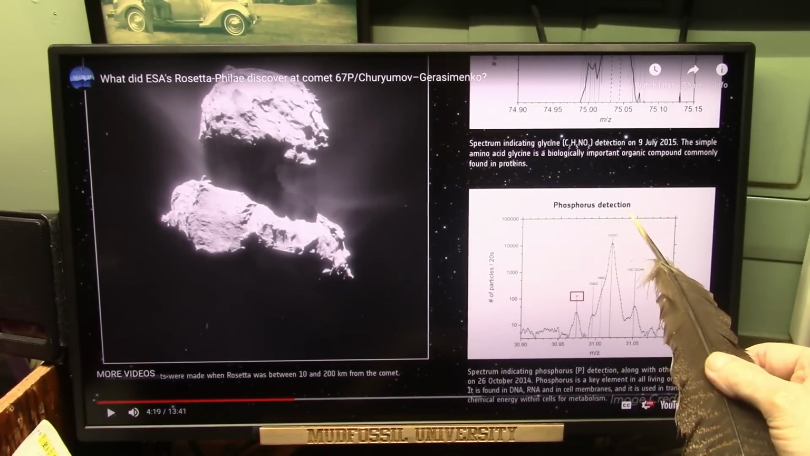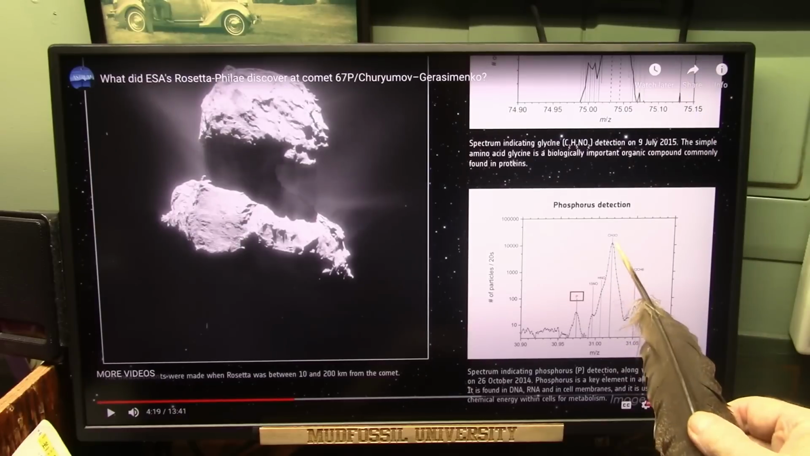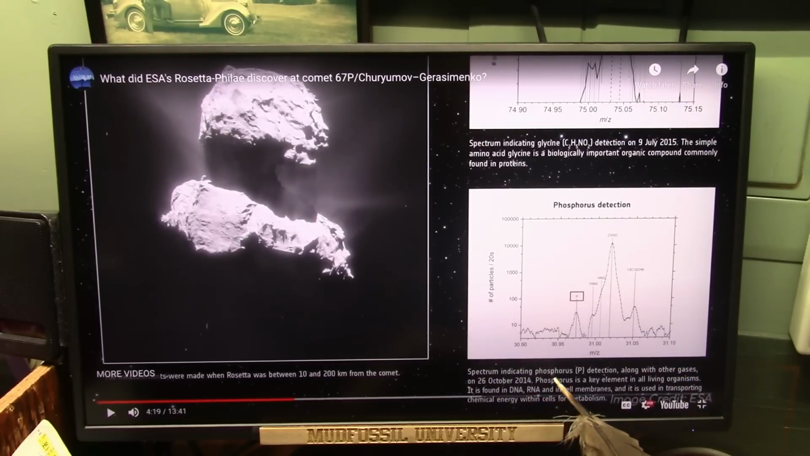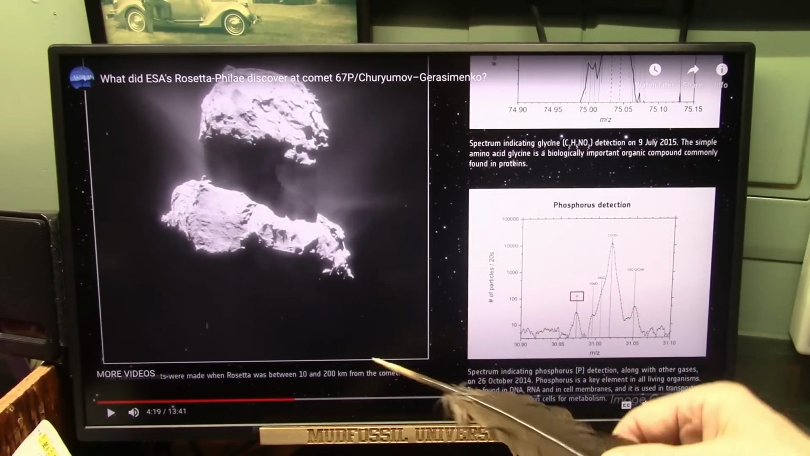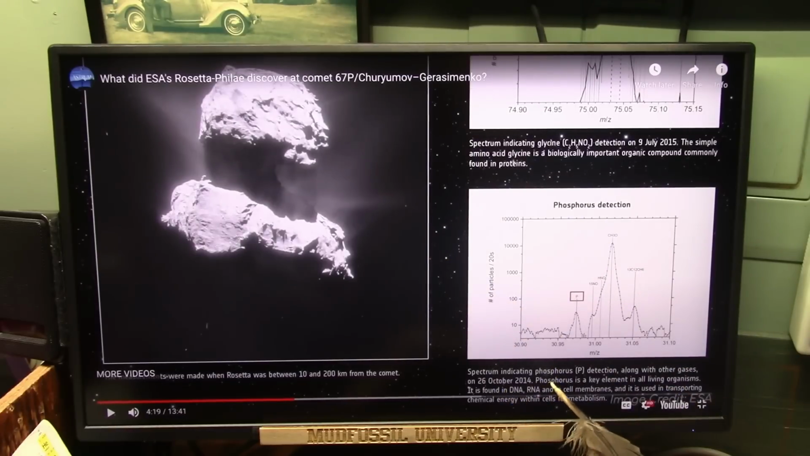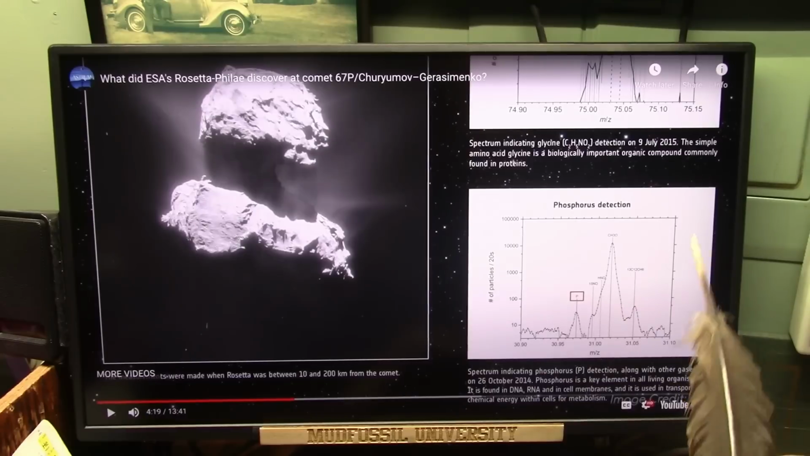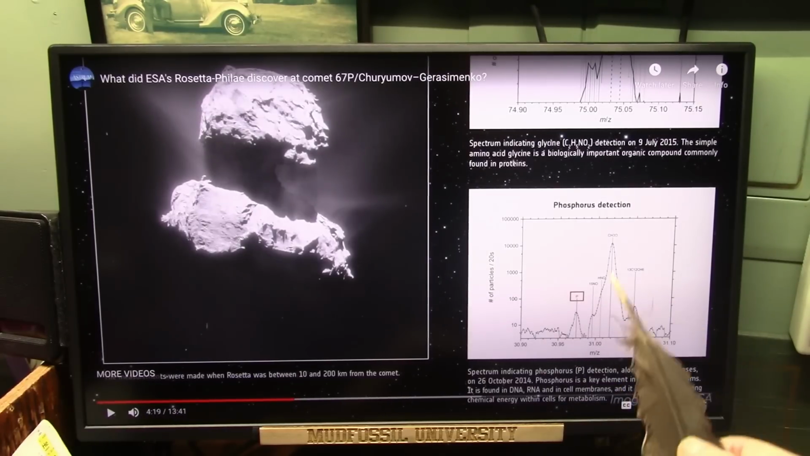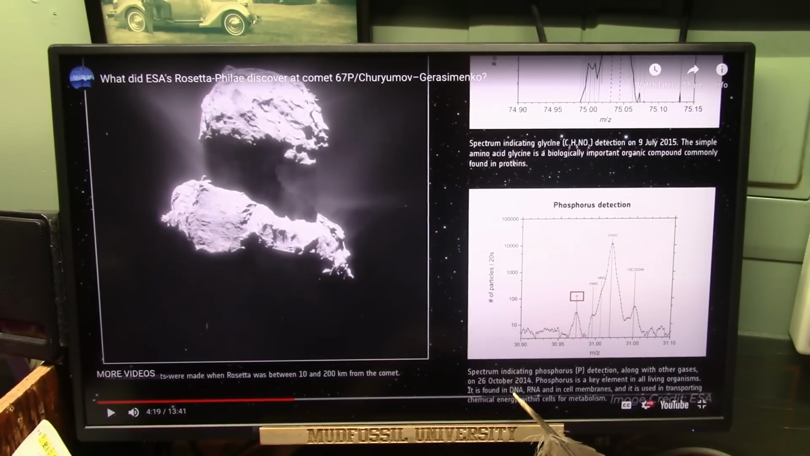Now, phosphorus detection. They found phosphorus. Well, big deal. What's that mean? Well, the spectrum indicates phosphorus detection, along with other gases, all kinds of gases, I'm sure. Phosphorus is a key element in all living organisms. All living organisms. It's in the membranes. It is found in DNA, RNA, and in cell membranes. It is used in transporting chemical energy within cells for metabolism. That means phosphorus is used to transport energy through your body.